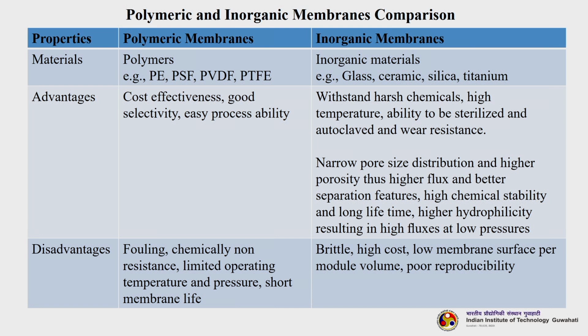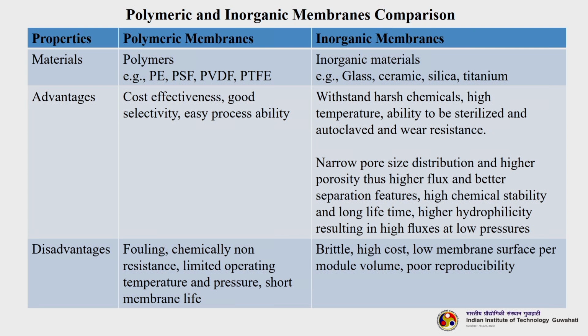So, just a small comparison between polymeric and inorganic membranes. The materials are basically what we have discussed in the last lecture, polysulfone, then PVDF, PTFE. For inorganic membranes, the materials can be glass, ceramic, silica, titanium, zirconium, all these things. The advantage of polymeric membrane is that the cost is very less. If you compare directly with ceramic membranes, the cost of polymeric membranes is much less. They have a good selectivity and are easy to manufacture, and the processability is very easy in case of polymeric membrane. The advantages of inorganic membrane are that they can withstand harsh chemicals, high temperature, have the ability to be sterilized and autoclaved, and are wear resistant.